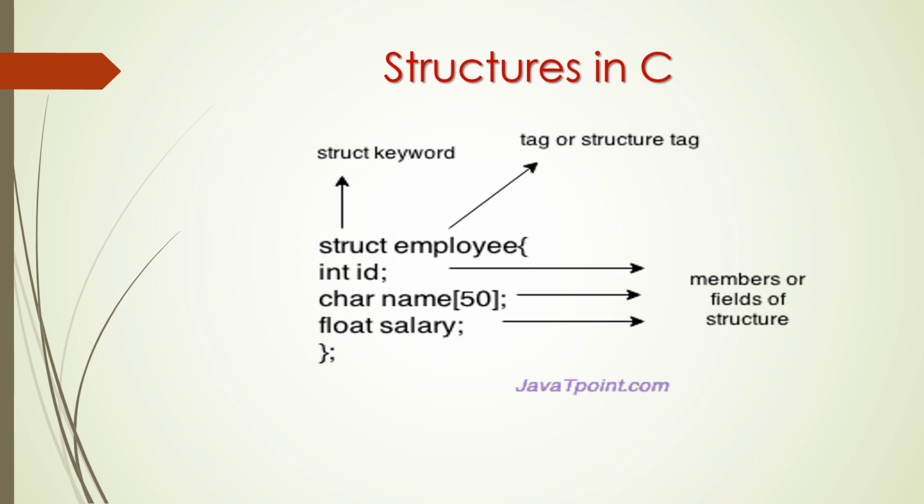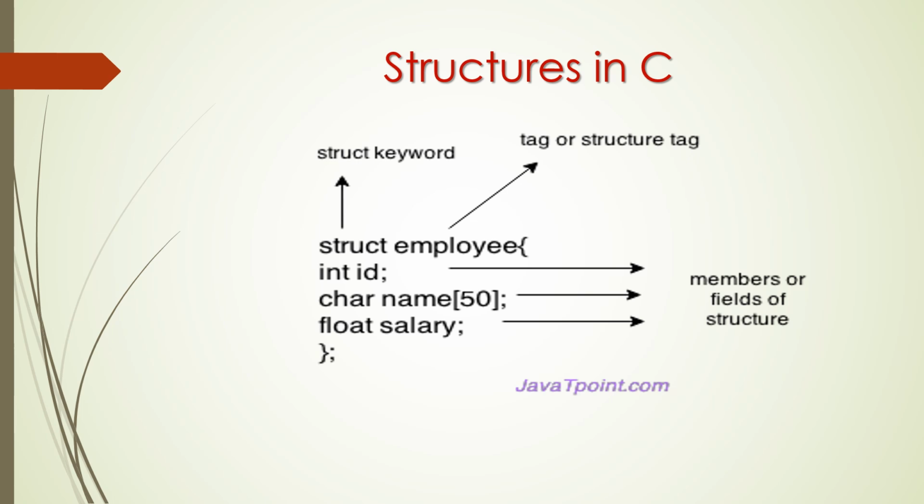Let's now look at a real example of a structure. Here we have defined a structure named employee. We start with the keyword struct followed by the structure name, which is employee in this case. Inside the curly braces, we have three members. First, int id. This stores the employee's ID number, which is an integer.